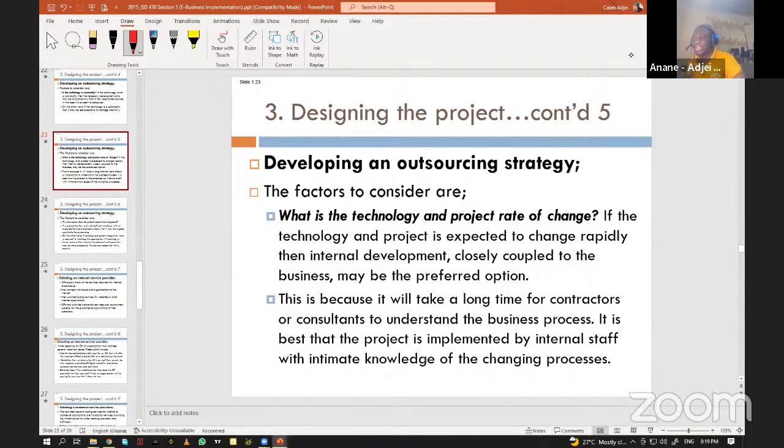So if the technology and the project are expected to change rapidly, okay, then internal development closely coupled to the business may be a preferred option. This is because it will take a long time for contractors or consultants to understand the business process. If what the business stands for keeps changing from time to time, then we are the core business. We understand how the technology or the business model is, so if it changes, we know how to go along with it. But if we give it to somebody and there's a change, he needs to come back to us, and we need to explain the whole thing before the person can catch up. So that means we need to do it in-house.